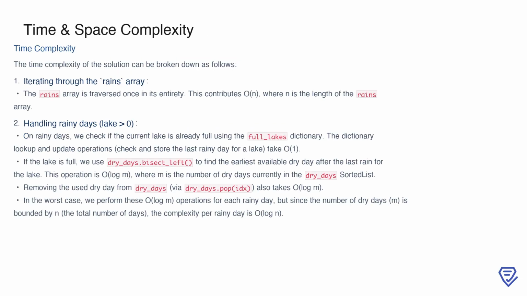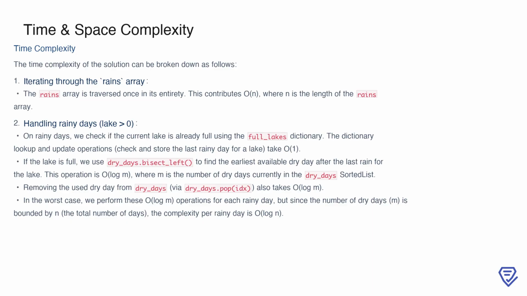To analyze the time complexity of our solution, we start with the first step, which is iterating through the rains array. Here, we traverse the entire array once, contributing O(n) to the time complexity, where n is the length of the array. On rainy days, when a lake receives rain, we need to check if it is already full. This involves a dictionary lookup using full_lakes. Dictionary operations like lookup and update are O(1), so this part is efficient.